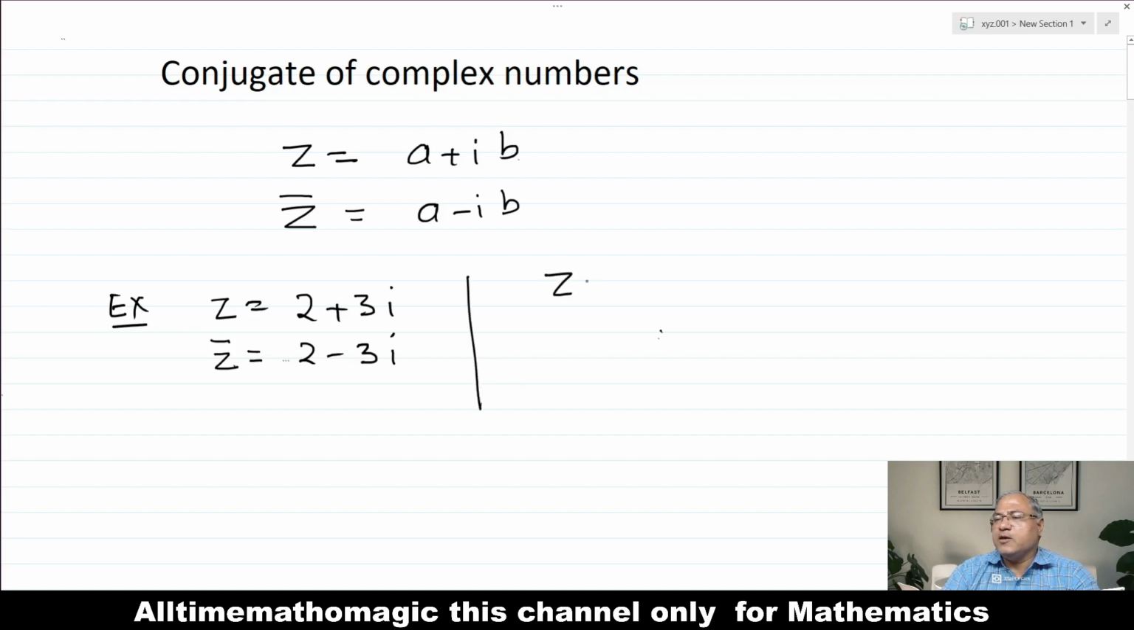One more example: if Z equals minus 2 plus 3i, then Z bar equals minus 2 minus 3i. Don't touch the real part, don't do anything to the real part. Only touch the imaginary part and change its sign, and don't change any value of the imaginary part. Only change the sign of the imaginary part. Here it was plus 3i, so make it minus 3i. In this way, we can find the conjugate of a complex number.